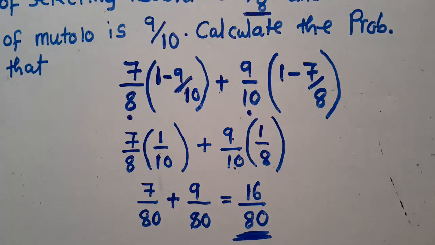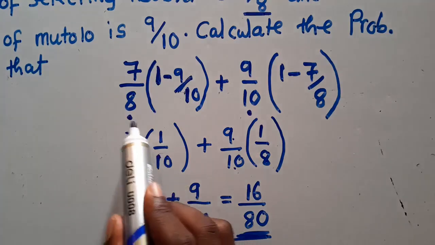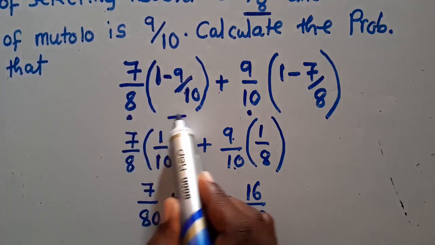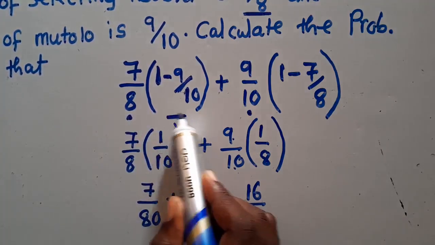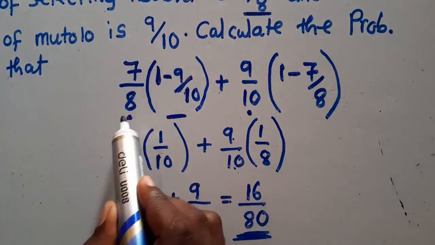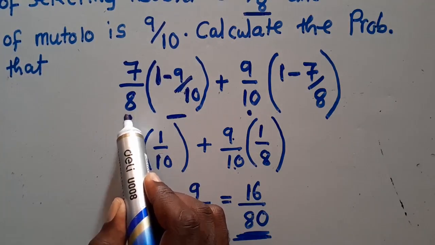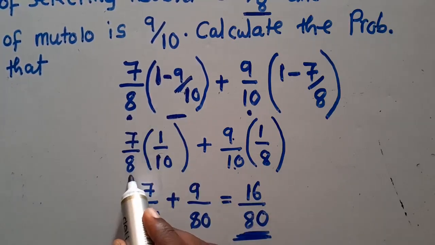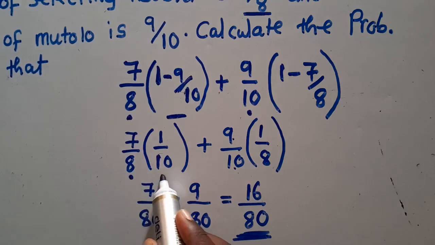So just to go through this, what did I do? You get the probability of this one and the probability of not selecting the other one. So this is the probability of not selecting. This is the probability of selecting what? Njovu. This is the probability of not selecting Mutolo. Have you seen? So here, this one is the probability of Njovu. This is the probability of not selecting Mutoro.